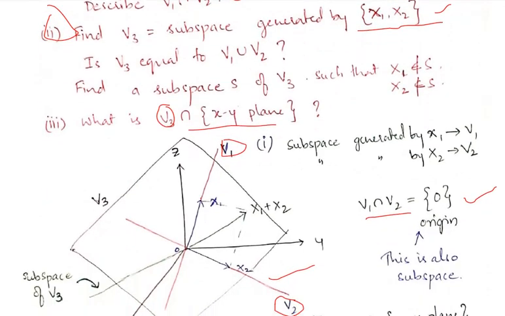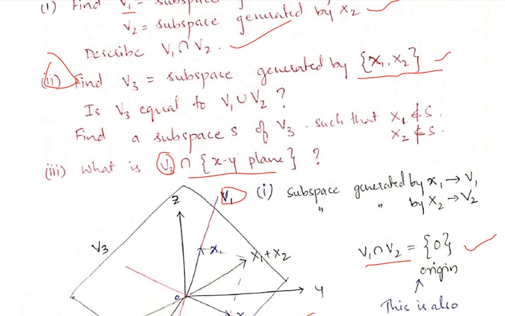Subspace generated by X1 and X2. Subspace means, when only X1 was considered, we try to take a complete line which will consist of X1. Similarly, if we consider two vectors, what does that mean? It is the plane consisting of X1 and X2. That's it.